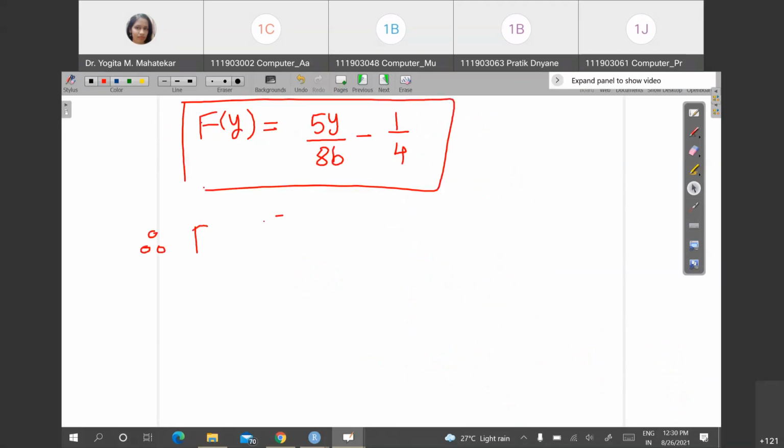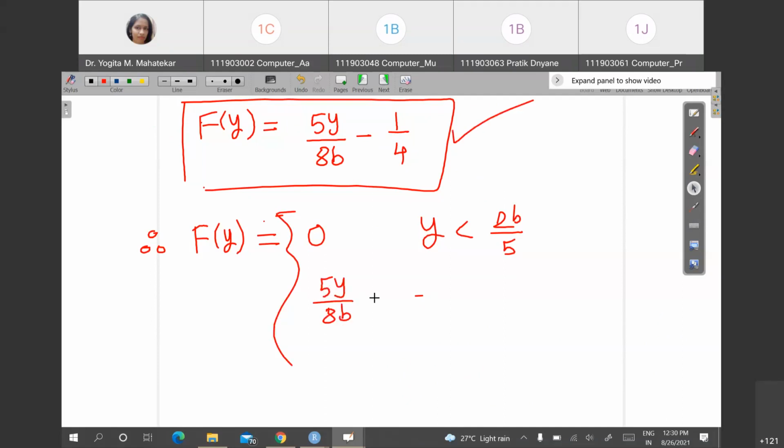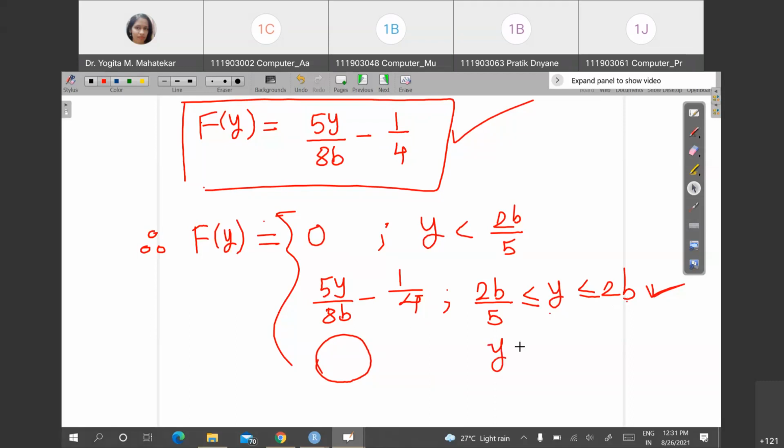So therefore, what is capital F of y? Capital F of y is 0 for y less than 2b by 5, correct? Because your small f is not defined for y less than 2b by 5. Now it will be this function that we have just found by integration, 5y by 8b minus 1 by 4, for the given range, 2b upon 5 less than or equal to y less than 2b. Your variable y is defined only up to 2b, so in fact 2b is also not included. At last, when y is greater than or equal to 2b.